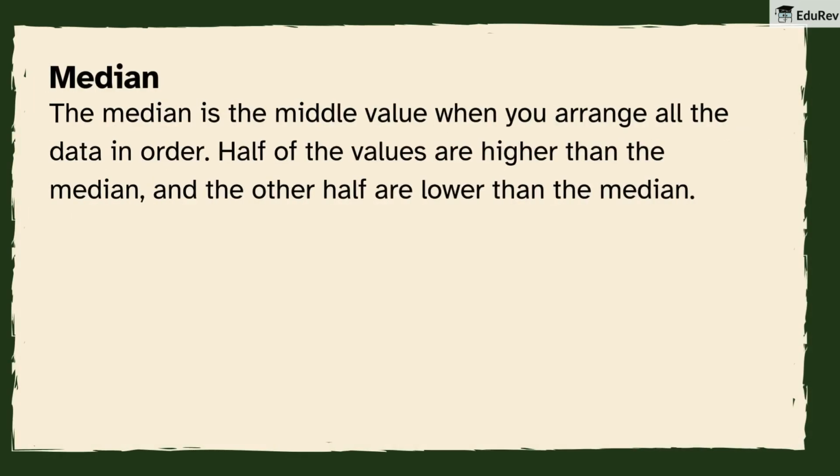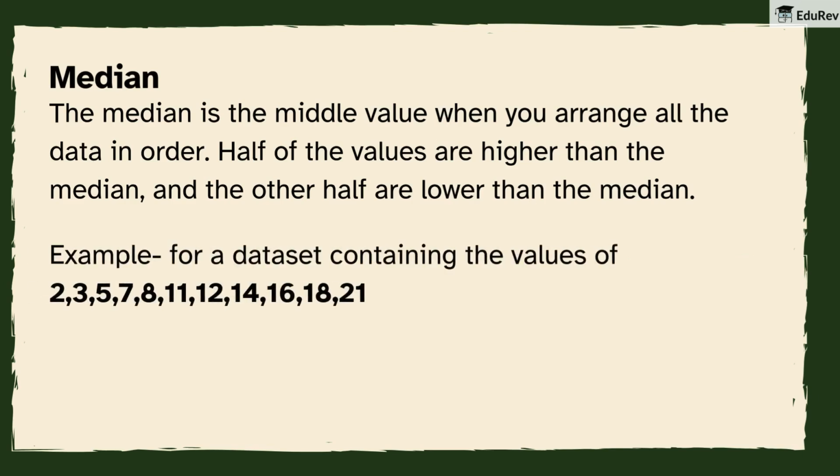Moving on to median, the median is the middle value when you arrange all the data in order. Half of the values are higher than the median, and the other half are lower than the median. For example, if we take a dataset containing the values of 2, 3, 5, 7, 8, 11, 12, 14, 16, 18, and 21, when arranged, the median would be 11, as it is the value in the middle.